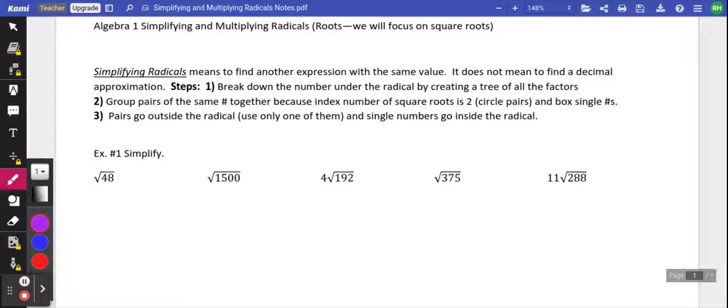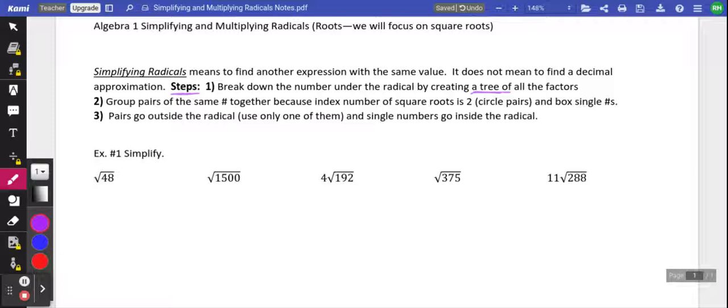All right, you guys. So we started a new unit this week, focusing on radicals in the pre-geometry unit. Today we're going to start with simplifying and multiplying radicals or roots, and we're going to focus only on square roots for these lessons. So simplifying radicals is breaking them down, and I put a few steps up here. Breaking them down means we're going to actually make a factoring tree, and we'll go over that. You guys probably remember that from when you were younger.